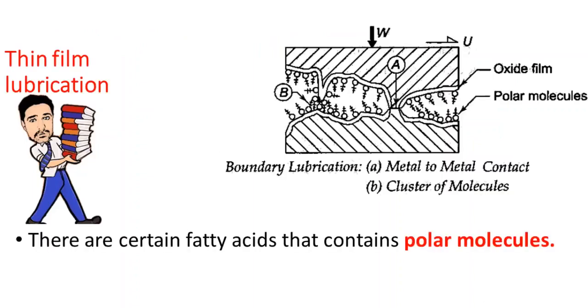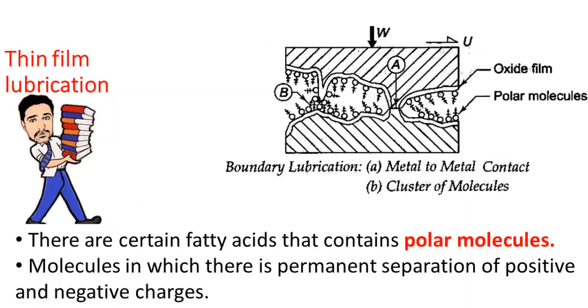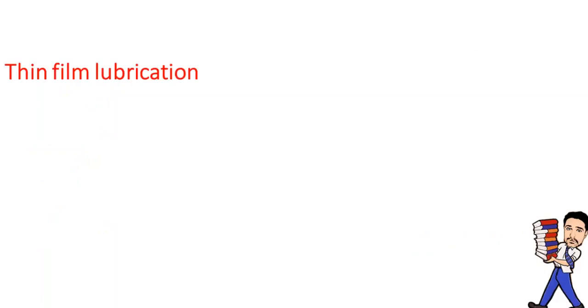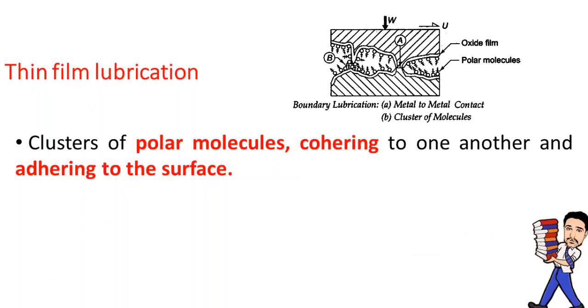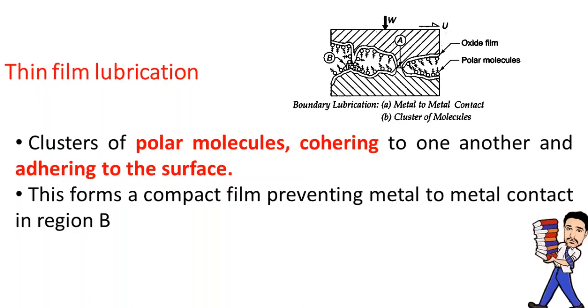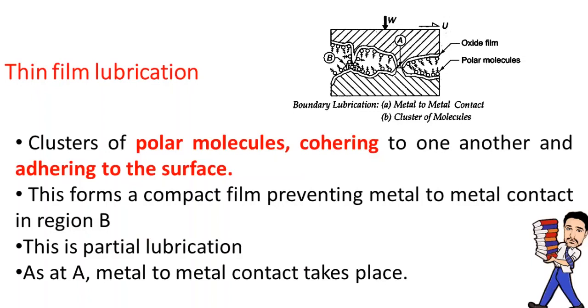There are certain fatty acids that contain polar molecules, you can see in the diagram. These are molecules in which there is a permanent separation of positive and negative charges. This is the property of the lubricant. It will try to avoid the metal to metal contact. The cluster of polar molecules cohere to one another and adhere to the surface. This forms a compact film preventing the metal to metal contact in region B. So this is how boundary lubrication takes place. This is partial lubrication, as at A metal to metal contact takes place, but at B we try to prevent the metal to metal contact.